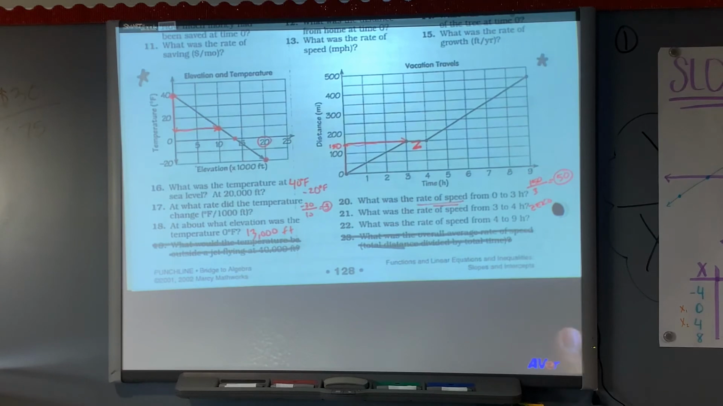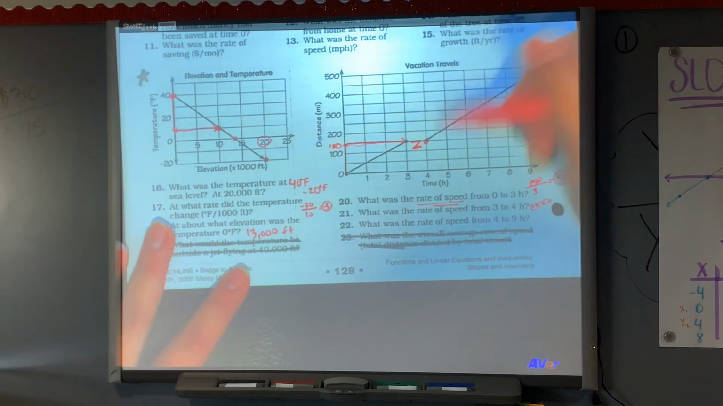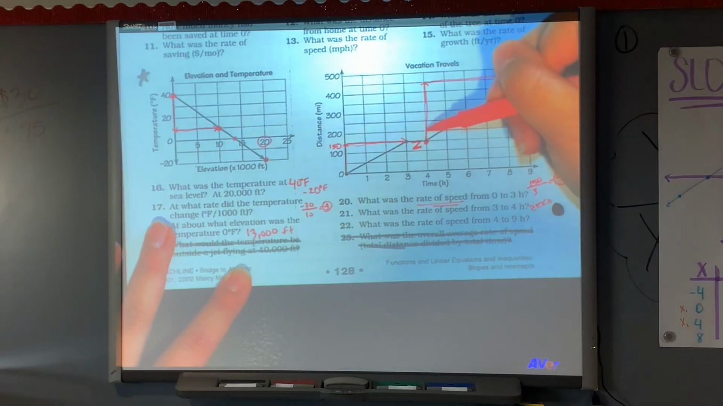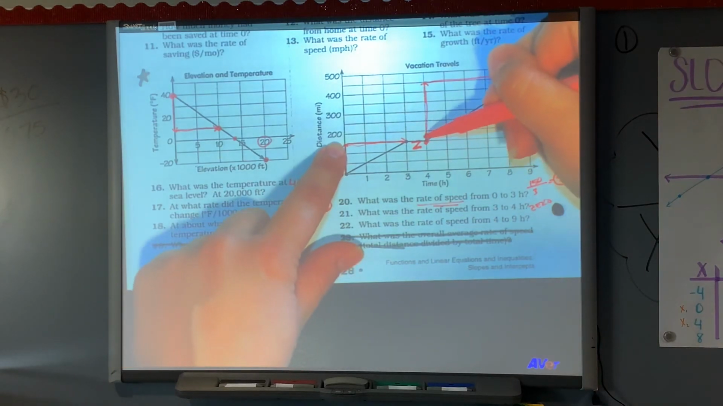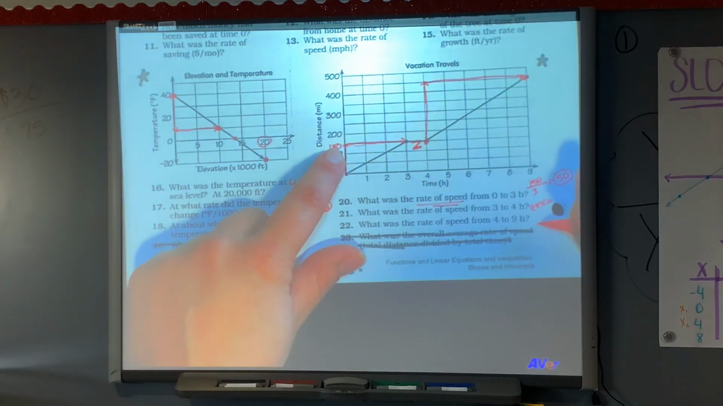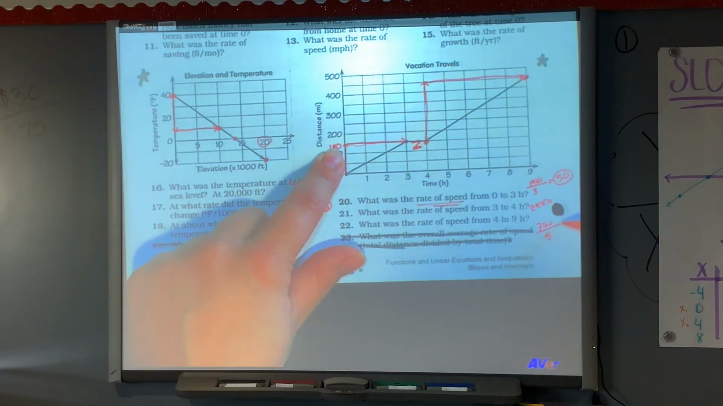And the last one says the rate of speed from 4 to 9, so here to here. So I can go find, looks like this point and this point are actually the only perfect coordinates. So I'm going to be going up and over. So let's see how much we went up. From 150 to 450, because I think that right here should be 450, which would be going up 300. And then over from 4 to 9, which is 5.